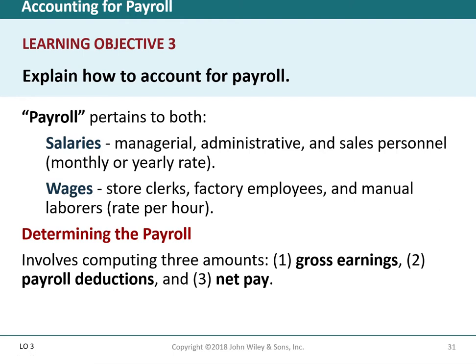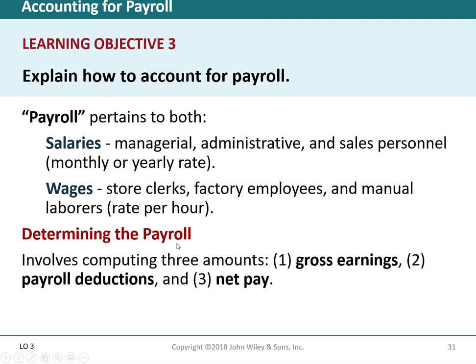All right, how to report payroll. Learning objective 3 is all about payroll. Payroll means salaries and wages. Salaries are for managerial, administrative, and sales personnel who get either a monthly or a yearly amount. Normally it's stated as a yearly amount, like $40,000, and then it gets translated down to each pay period. Wages are the rate per hour. So if you're paid hourly, you're paid wages, and if you're paid salary, it's called salaries.